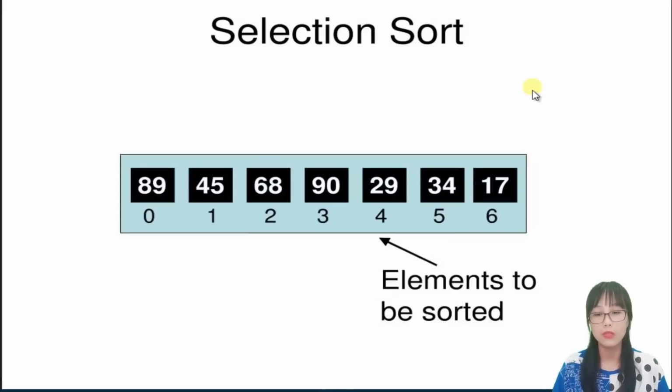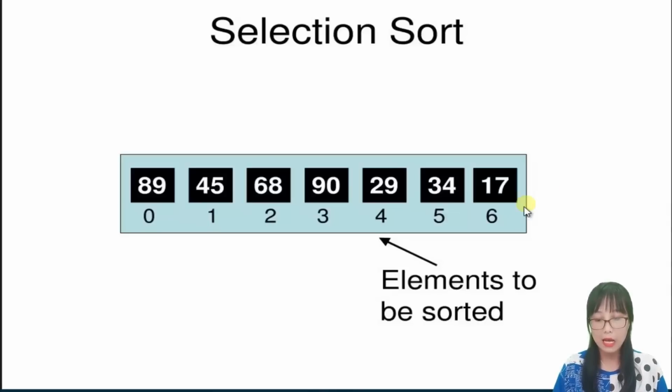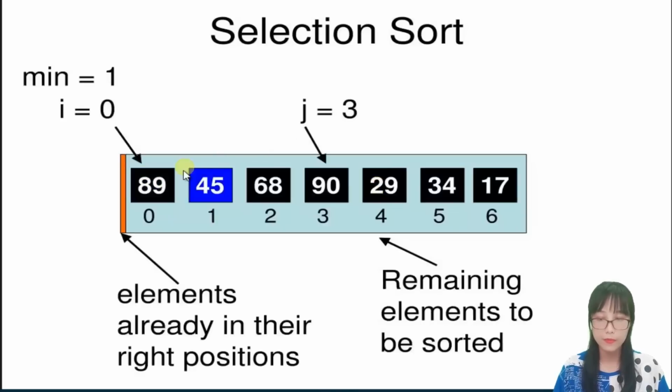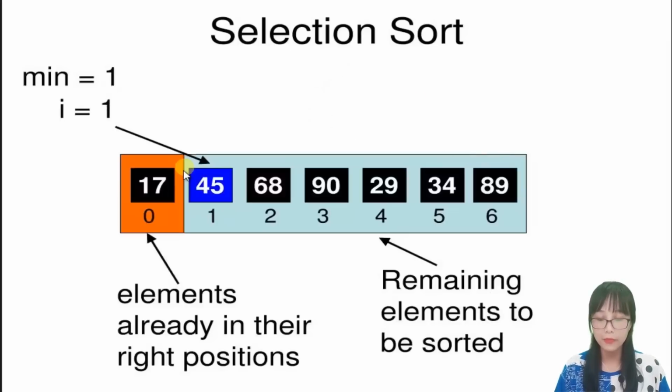Animation of selection sort. I have 7 elements: 99, 45, 68, 90, 29, 34, 70. Find the smallest key in the unsorted part of the array. Min index equals 6. I will swap element index 0 and element index 6.